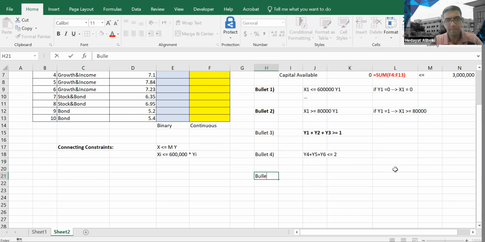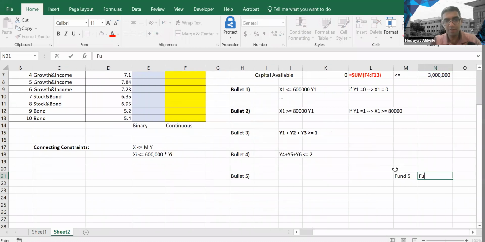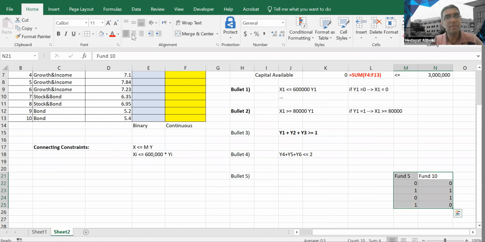Bullet 5. So this is what is happening. Fund 5 and fund 10. There are 4 cases that can happen. You can actually invest in none of them. You can invest in both of them. You can invest only in 10 and not in 5. You can invest in 5 and not in 10, right? So there are 4 cases that can happen with respect to investing in fund 5 and 10.